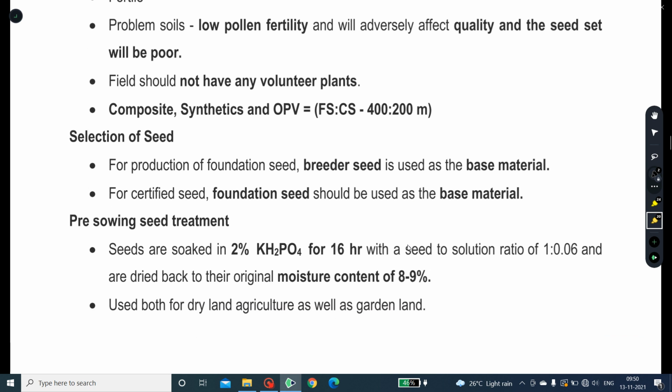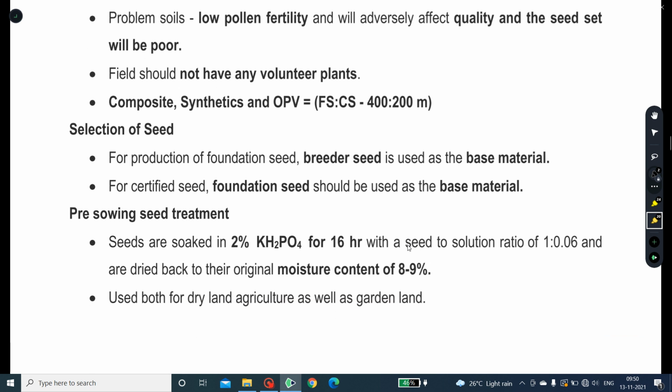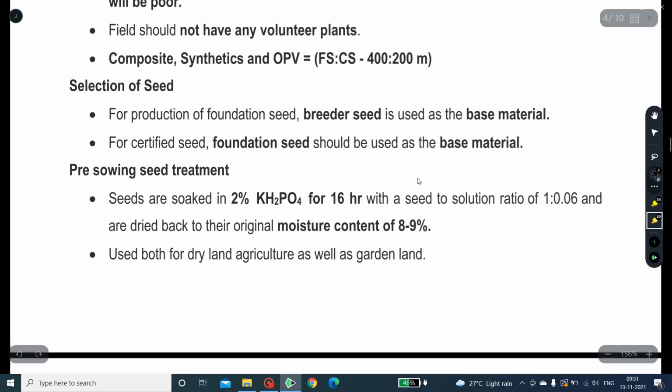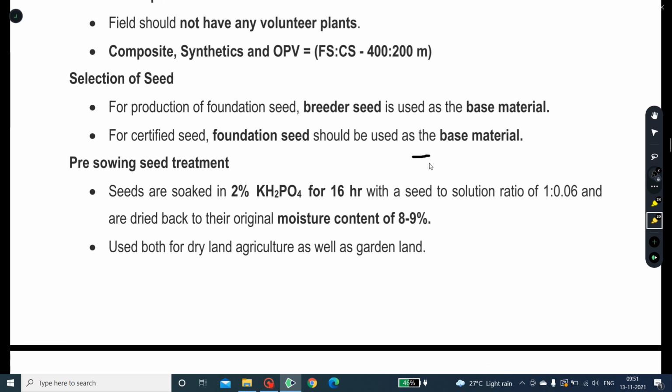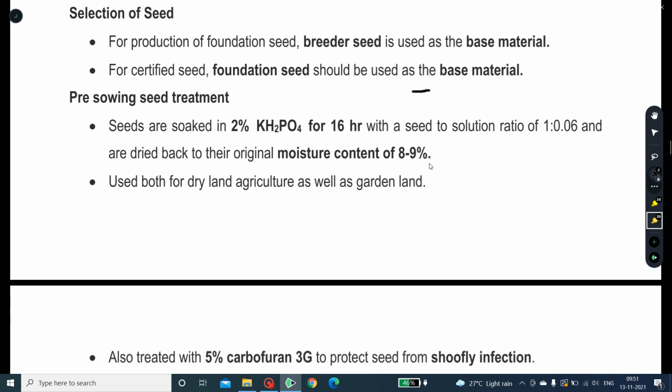And the selection of seed. For production of foundation seed, breeder seed is used as a base material. For production of certified seed, foundation seed is used as a base material. And also the seed should be obtained from an authenticated source with a tag and a bill. The required seed rate will be 20 kg per hectare or 8 kg per acre.